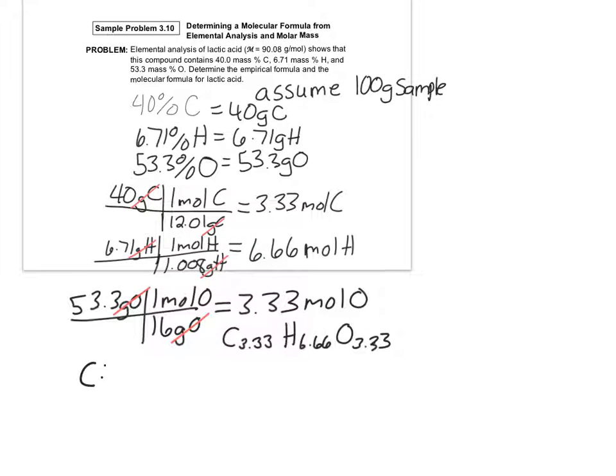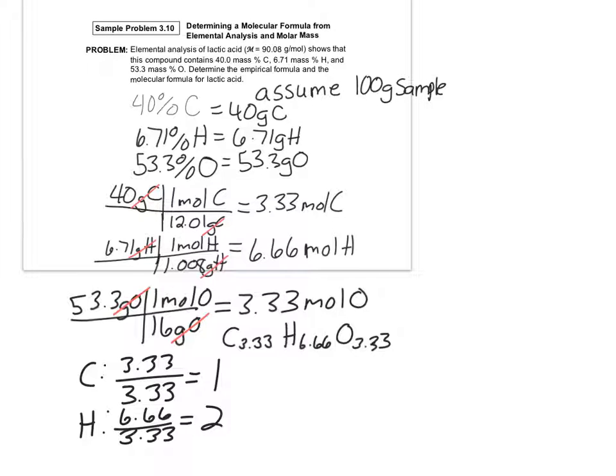So for carbon, I'm going to have 3.33 divided by 3.33, because that's the smallest number, is equal to 1. For hydrogen, we're going to have 6.66 divided by the smallest number, 3.33. That's going to equal 2. And for oxygen, 3.33 moles divided by 3.33 is going to equal 1. So our empirical formula is then going to be CH2O. All of those are whole numbers, so I don't have to multiply them by anything.